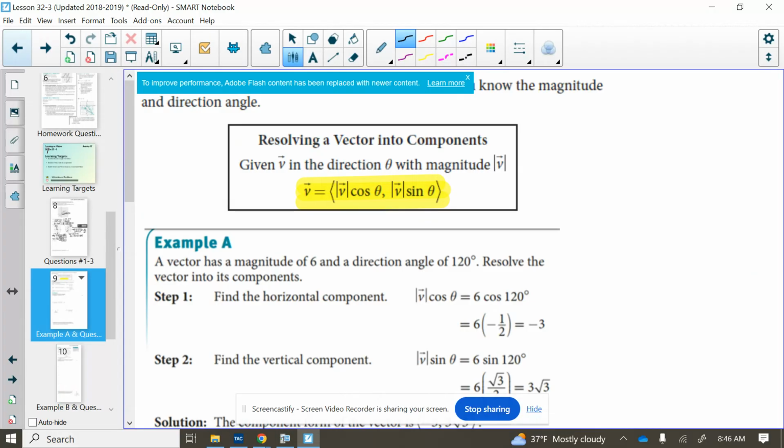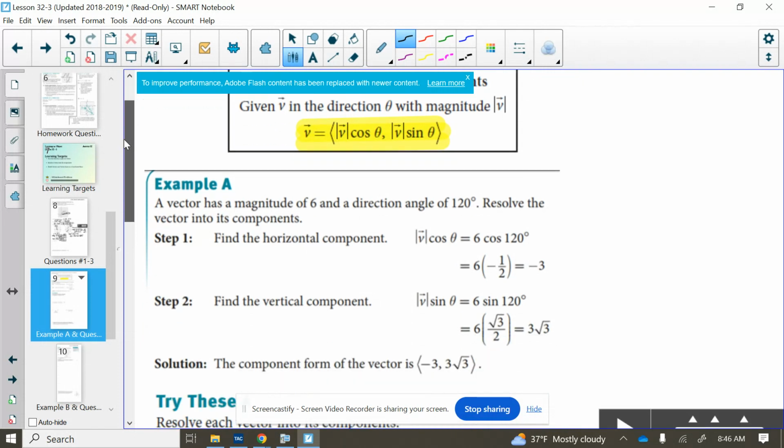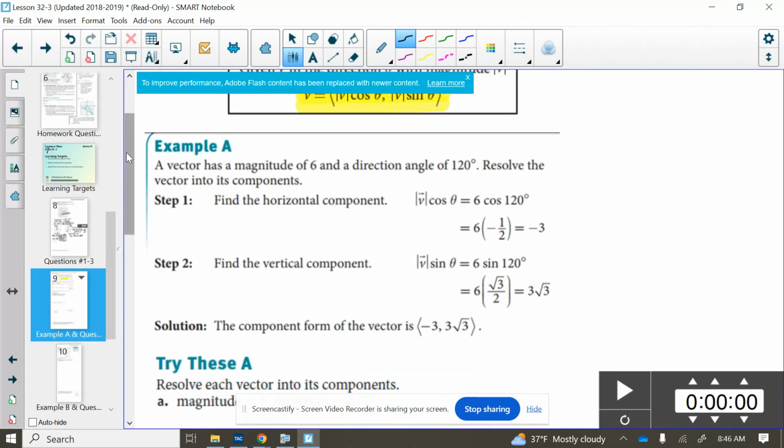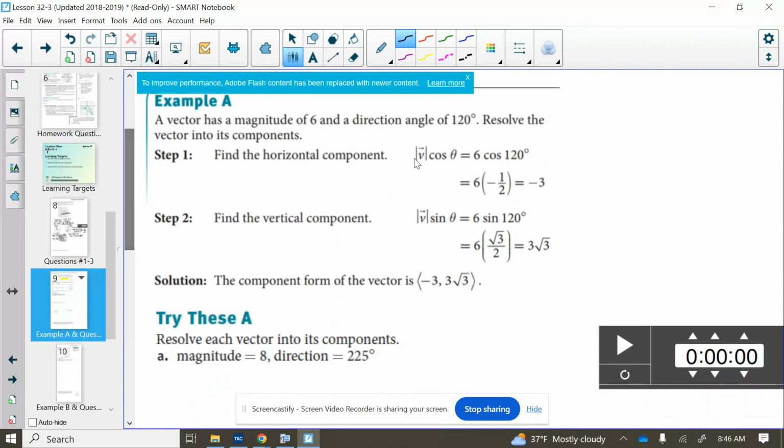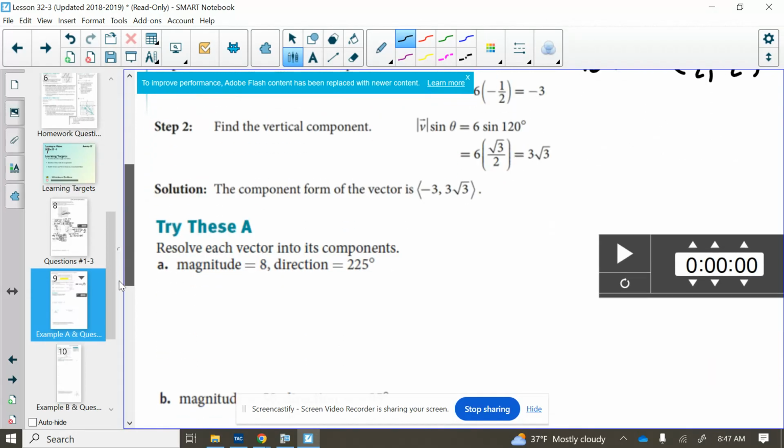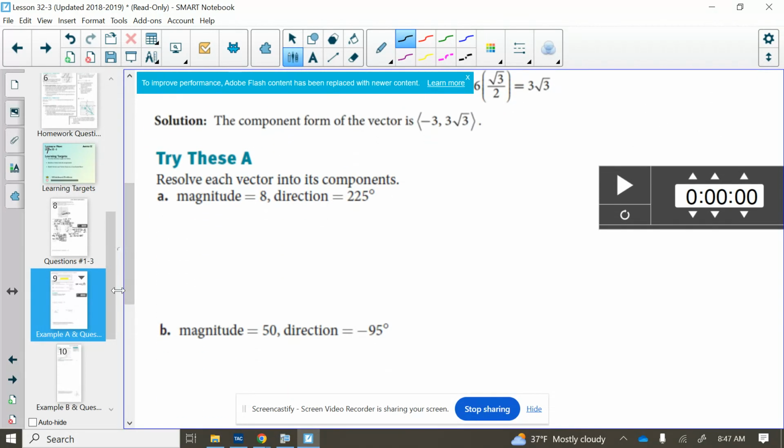We also want to be able then to resolve our vectors into their component form. So in order to do that, you are going to take your magnitude and multiply it by the cosine of your direction, and your magnitude multiplied by the sine of your directional value. Some of these are going to come from the unit circle. We see here 6 cosine 120, 6 sine 120. At 120 degrees, your x comma y is at -1/2, square root of 3 over 2. So that's where they are plugging those in to find our exact values. And we can also use the calculator to approximate as well.